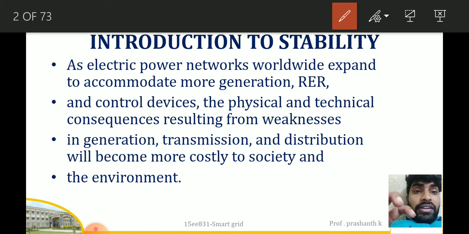The smart grid controls the devices automatically, with intelligent power supply and intelligent control of the physical and technical consequences resulting from the weaknesses. See, there are so many weaknesses at present. If you implement a smart grid, definitely we can eliminate those weaknesses, right? In generation, transmission, and distribution, it becomes more costly to society. In the present grid there are so many losses, and those losses are applied to the customer side. Once the smart grid is implemented, definitely the overall cost will be reduced.